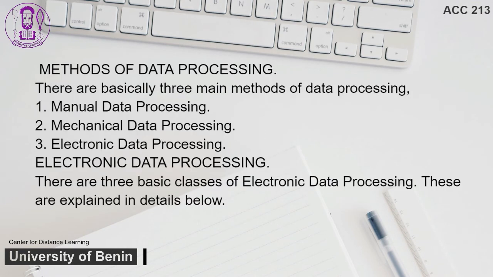Methods of data processing. There are basically three main methods of data processing. 1. Manual data processing. 2. Mechanical data processing. 3. Electronic data processing.